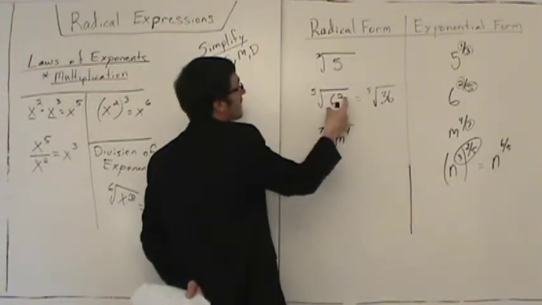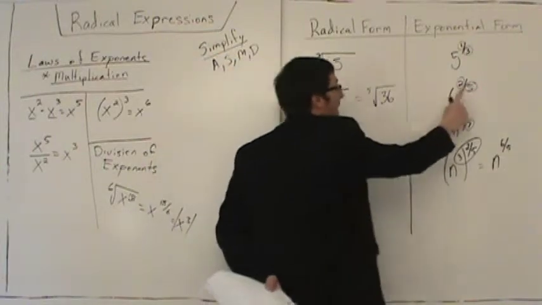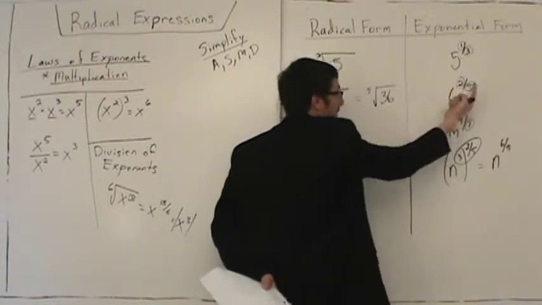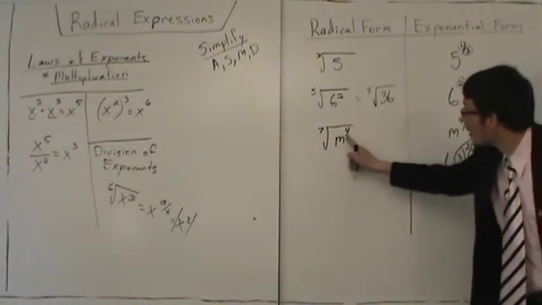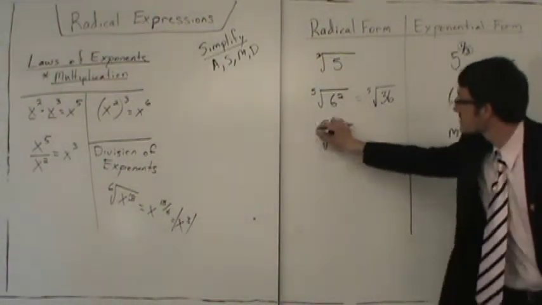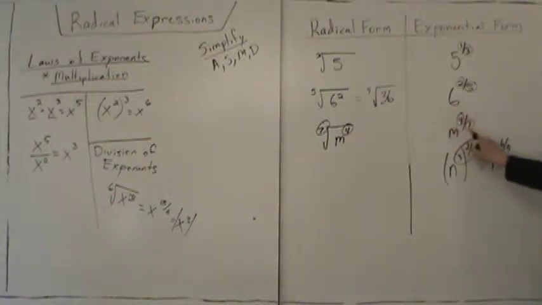Notice here, can we take out a group of 5 6s? No. Why not? Because the numerator is smaller than the denominator. And notice, can we take out a group of 7 m's? No, because 4 is smaller than 7, which means our numerator is smaller than our denominator.